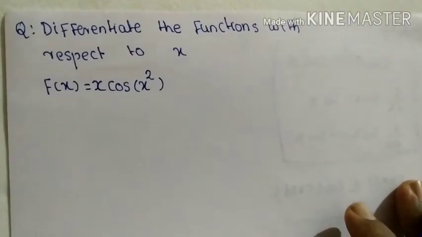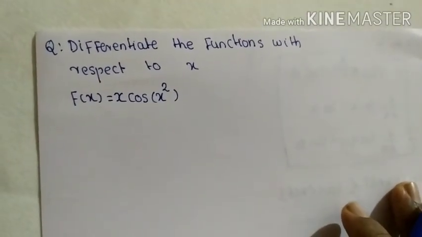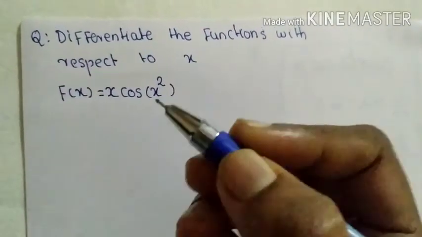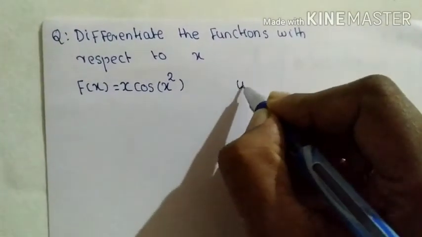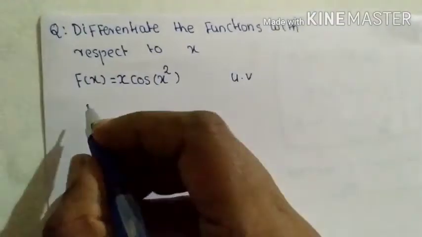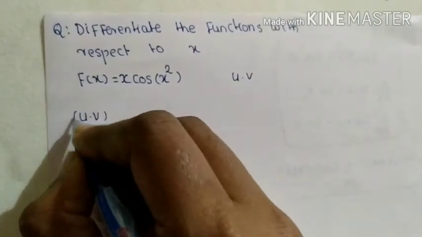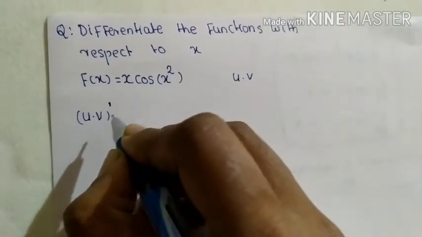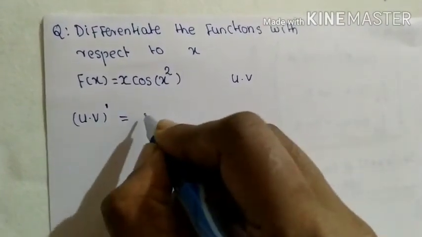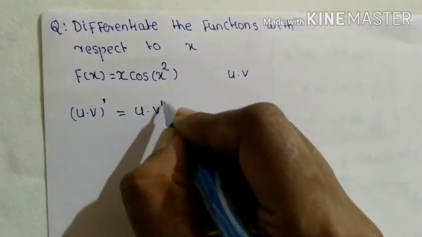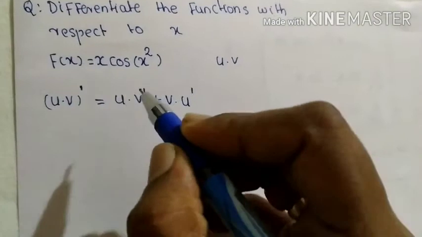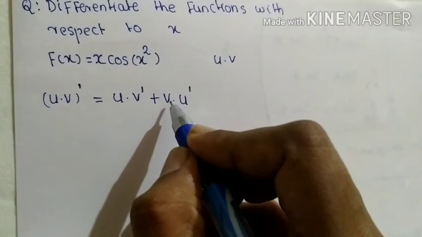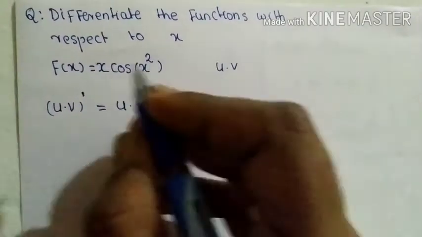In this question, we need to differentiate the function with respect to x. Here the function is f of x equal to x cos of x square. Okay. So here we are using the product rule. And what is the product rule? uv whole dash is equal to u into v dash plus v into u dash. That means first function into derivative of second function plus second function into derivative of first function.